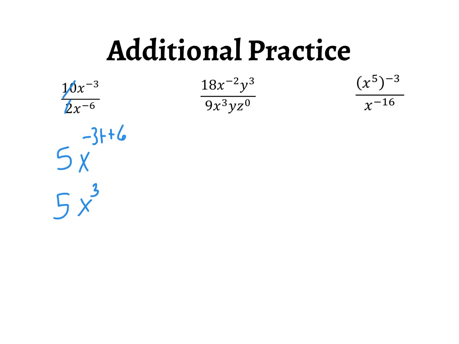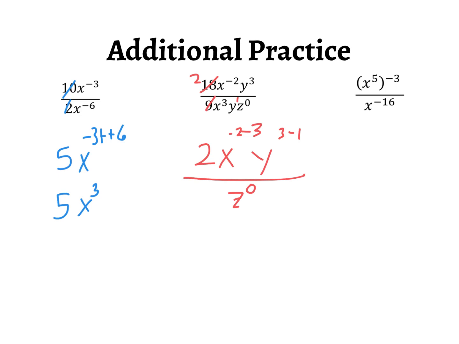In this next scenario, 9 and 18. 9 goes into 18 twice. So we have a 2. Then we have the x values. Negative 2 minus 3. Right? Numerator minus denominator. And then we look at the y's. Numerator minus denominator. Since we only have one y, I can put 1 as an exponent. And then in the bottom, there's only one z value, z to the 0.